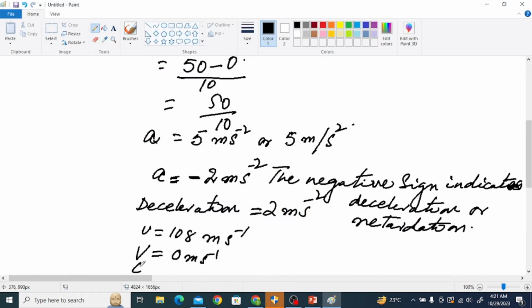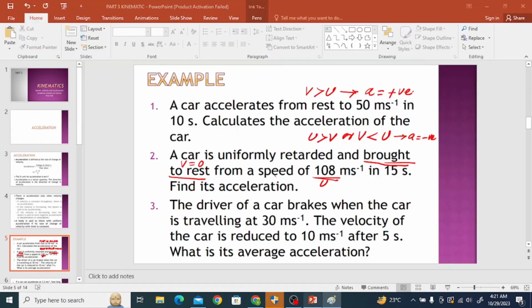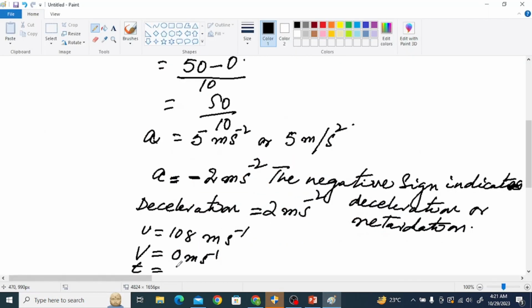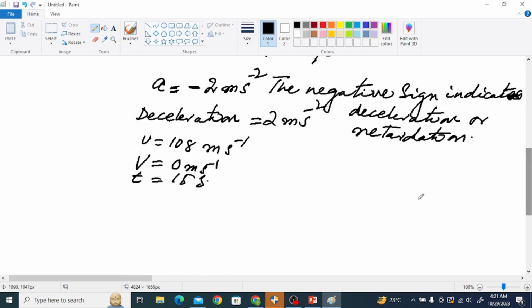Okay, the time interval is 15 seconds. This is the time interval, 15 seconds. So time is 15 seconds. Now for finding the acceleration, we use the formula delta v over t. Delta v represents what? Change in velocity. And change in velocity is always calculated by subtracting the initial velocity u from the final velocity v.